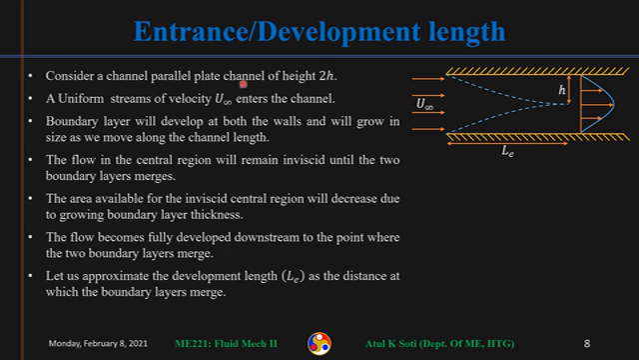Okay, now we see an application of this boundary layer concept. We look at the entrance, or development, length in a channel or pipe flow. So for example, this is a channel, a parallel plate channel, where the distance between the plates is 2h.